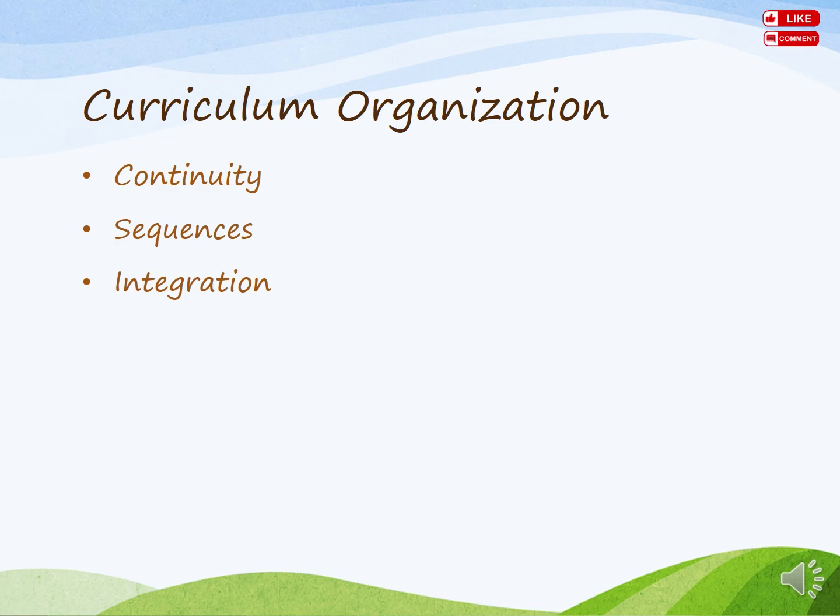So, the first is continuity. Continuity refers to the smooth progress of learning experiences from one grade level or course to the next. Its purpose is to ensure that students build on previous knowledge and skills, avoiding unnecessary repetition or gaps. An example is a math curriculum that gradually includes new concepts, reinforcing previous learning.